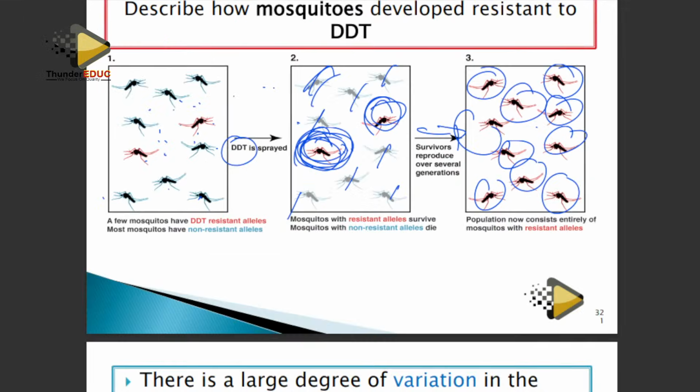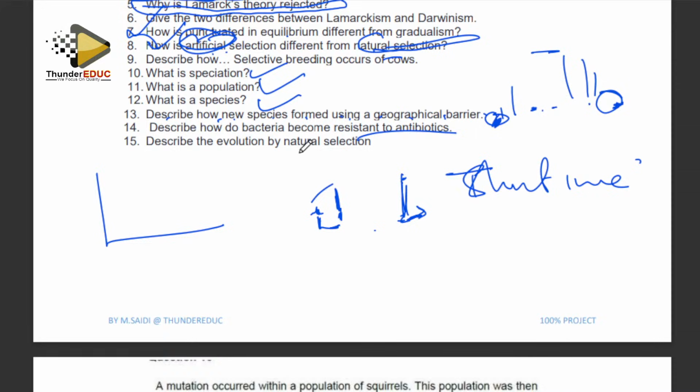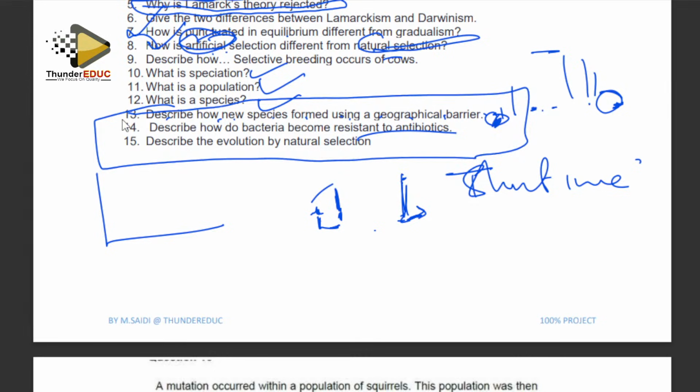Last question. Describe the evolution by natural selection. You see those three questions? They kill you. These three questions, they kill you. So please, don't confuse them.